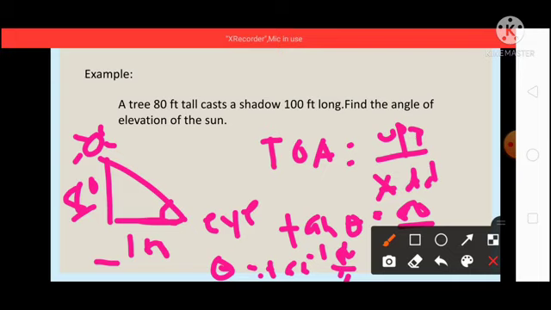Using the scientific calculator, shift tan, or inverse of tan, times the value of 80 over 100, equals, so theta is equal to 39 degrees. So the angle of elevation of the sun is 39 degrees.